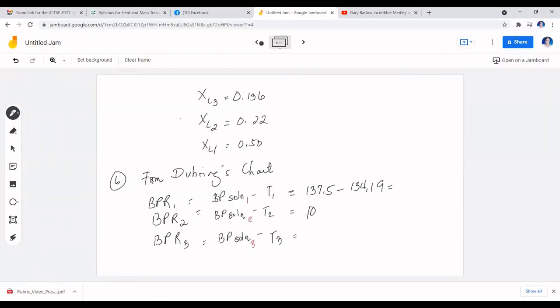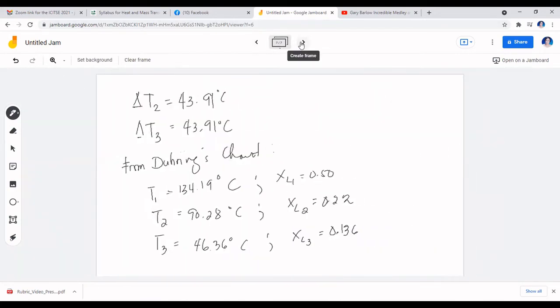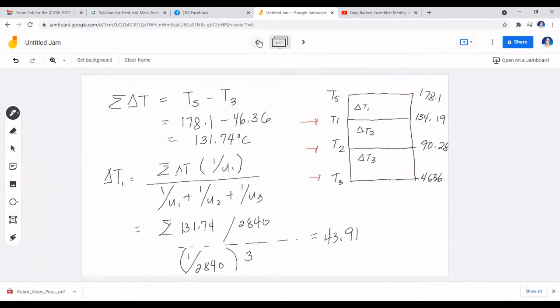Have here 103 minus your T sub 2, 90.28.